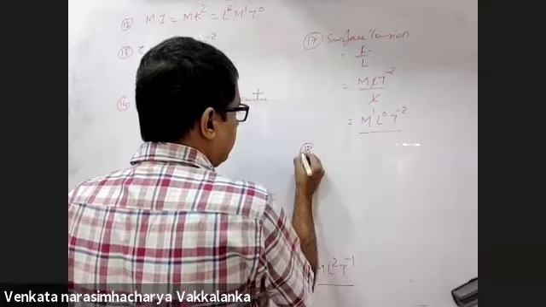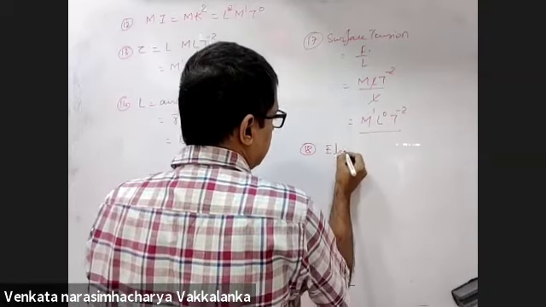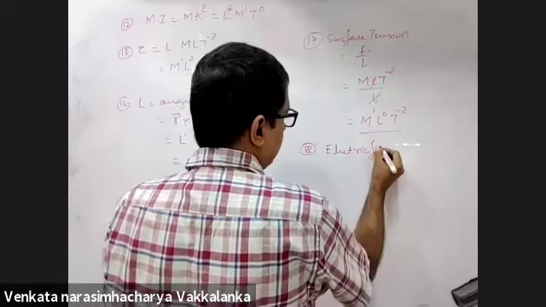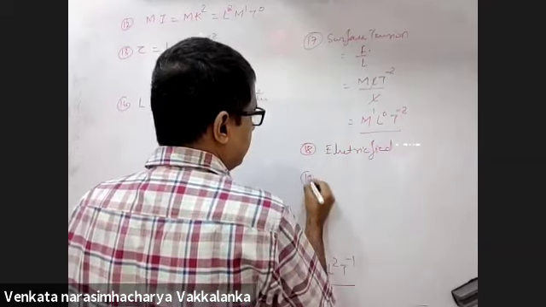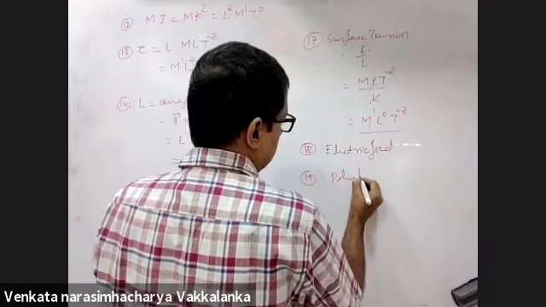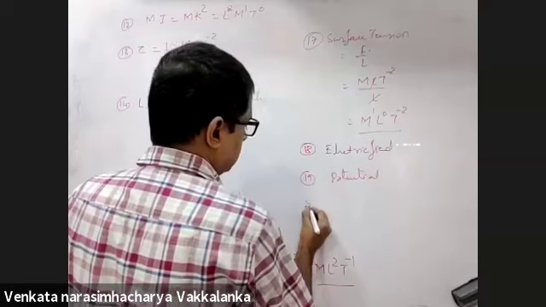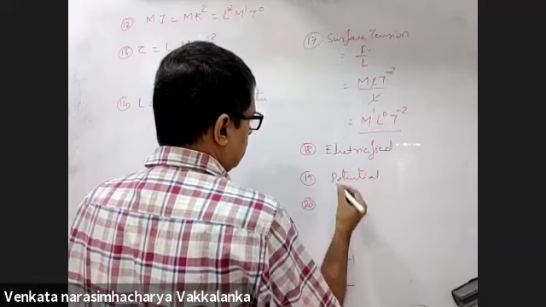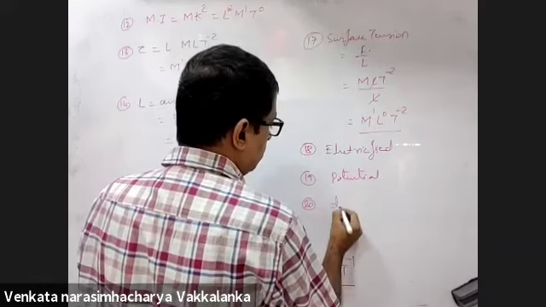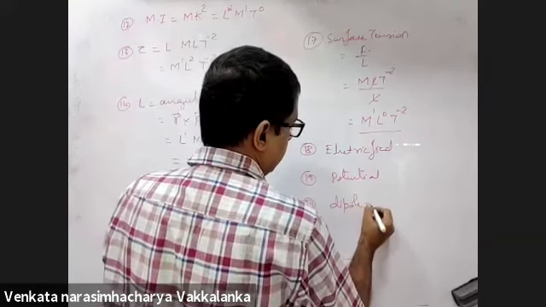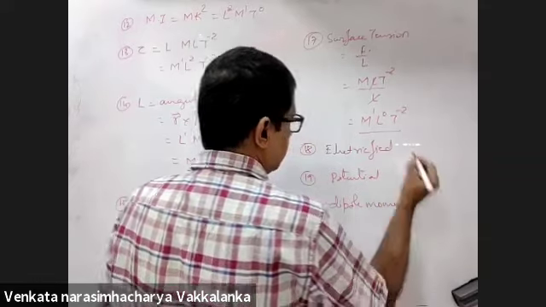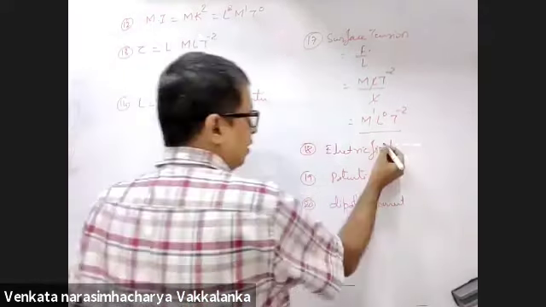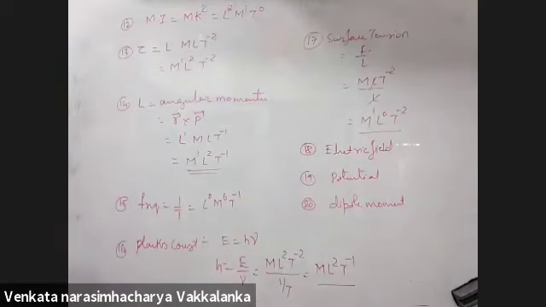So 18, you will tell me electric field. 19, potential. 20th, dipole moment. Dimensional formula of all the three: electric field, potential, and dipole moment.